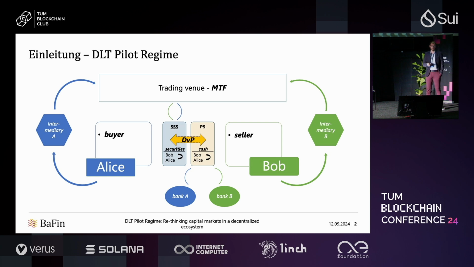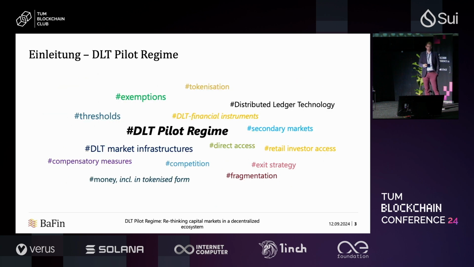So that is where the DLT Pilot Regime kicks in. It is in particular about DLT financial market infrastructures. It is about tokenization of financial instruments. It's on secondary markets, because actually we see that there is no liquid market available for electronic securities which are issued on a DLT or on a blockchain system. And what is also really important is that there is direct access possible for retail investors to these types of system operators.